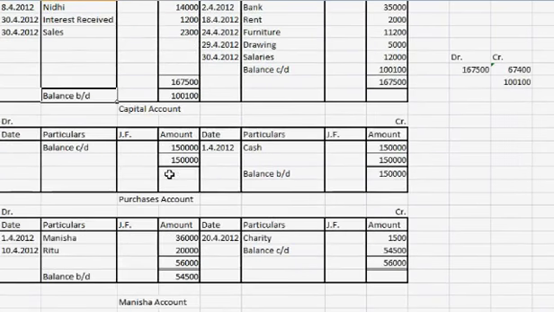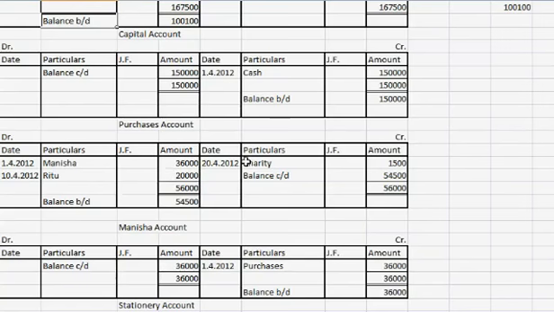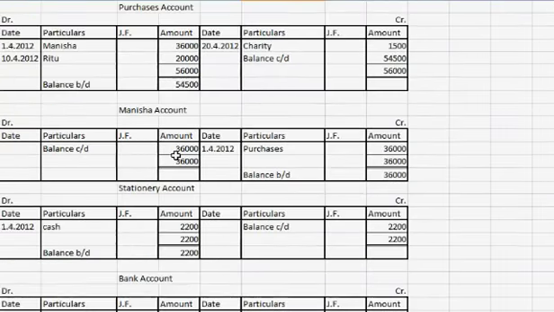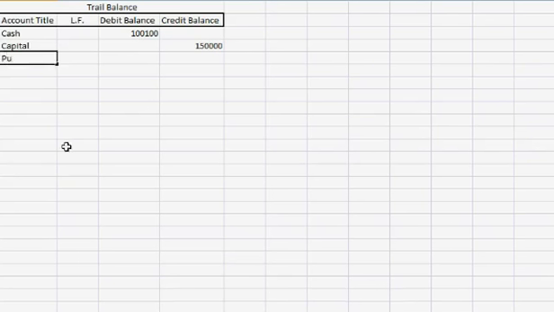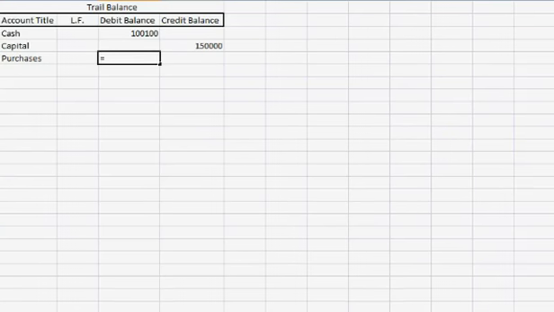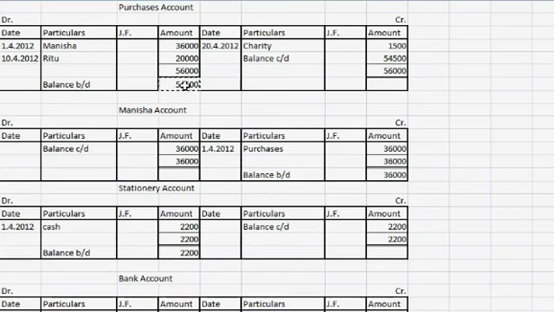Then we move to the next ledger, that is our capital account. In the capital account, we have balance brought down on the credit side, so the entry would be on the credit side. So the capital amount would be 1,50,000. Then we move to the next account, purchases. We have balance BD on the debit side, so we just mention the account title, then the amount, that is this one.